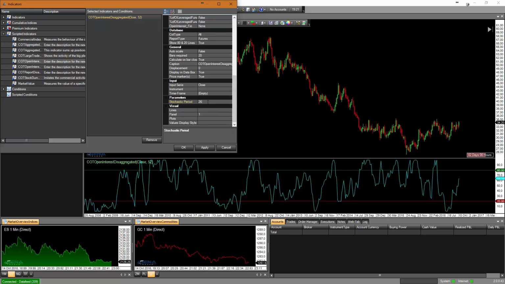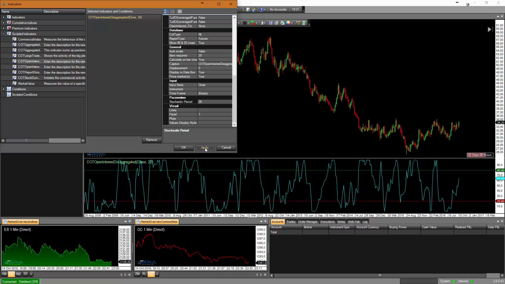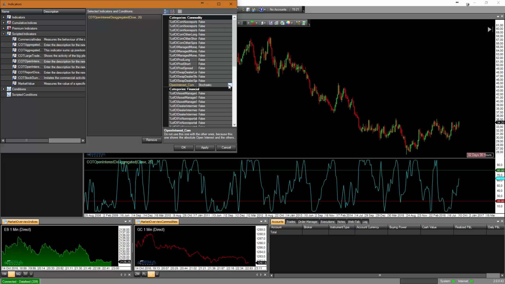Stochastic period. With this setting, you can enter a comparative period with which the stochastic display is calculated. This parameter is only triggered when open interest equals stochastic is activated.